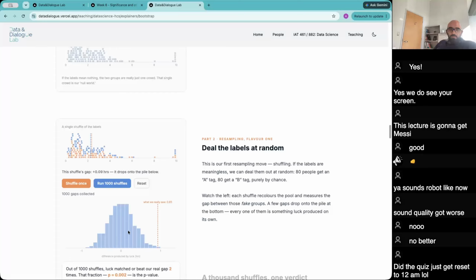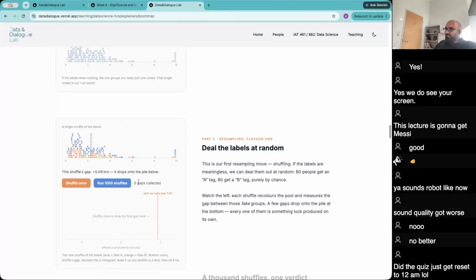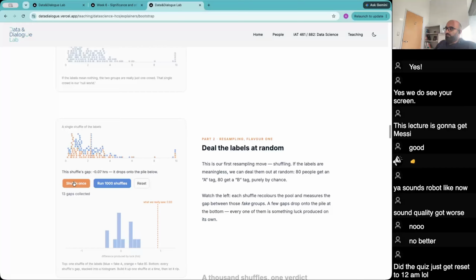Let's keep reshuffling. We were randomly picking, again, I can reset it. We put group A and B together, and then we shuffle, and we see the difference. The difference is close to 0. We do this many times. The thing we saw from the league players versus the casual players was 0.93, but this random shuffling is telling us a different story.